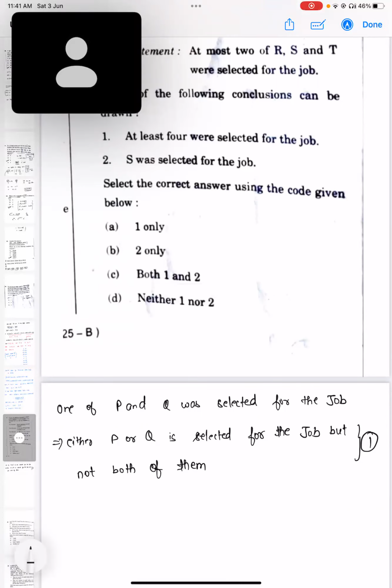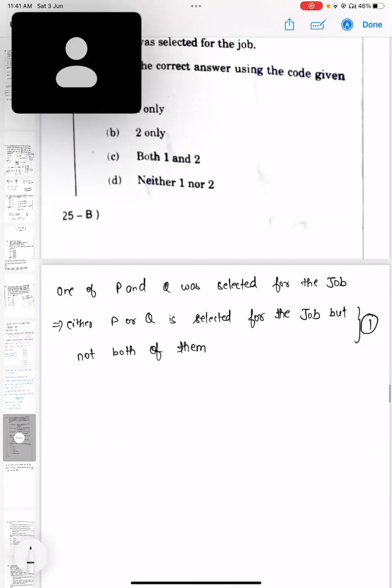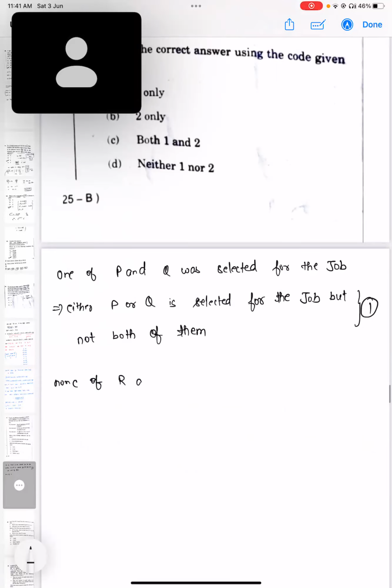So true statement क्या हो जाएगी? None of R and S is selected for the job, right?